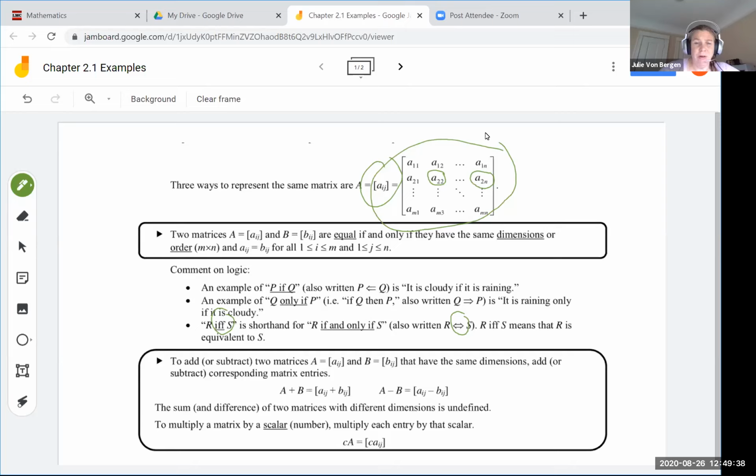The second note here says the sum and difference of two matrices with different dimensions is undefined. So you just get an error message if you're trying to do it in technology, and you couldn't do it by hand because there aren't enough entries matching in the same position. And then if you want to multiply a matrix by a scalar, a constant number, you can just multiply each entry by that scalar. So let's take a look at some examples here in my next slide.